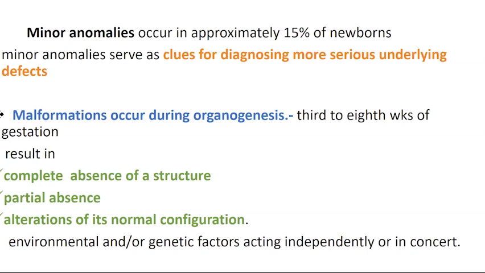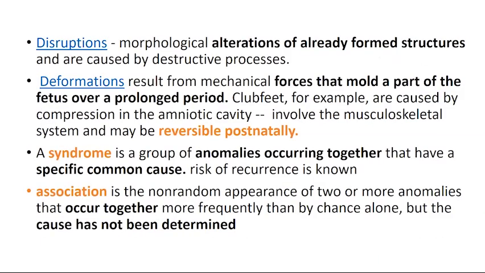And what can happen? The complete structure can be absent, it can be a partial absence, or there can be alterations of its normal configuration, that is, the structure of the organ is partly modified. All these three levels of abnormalities can be there. The environmental or genetic factors act independently or in concert, that is, it can be purely one or the other or a mixture of the two.